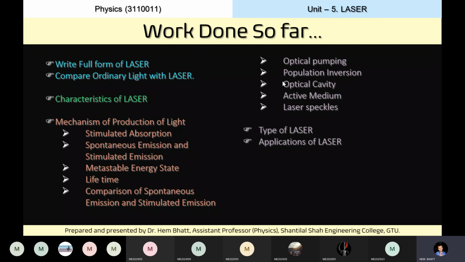And the color code indicates that this was our first lecture. This was the second lecture. We did this in the third lecture, and last time in the fourth lecture we covered this topic.